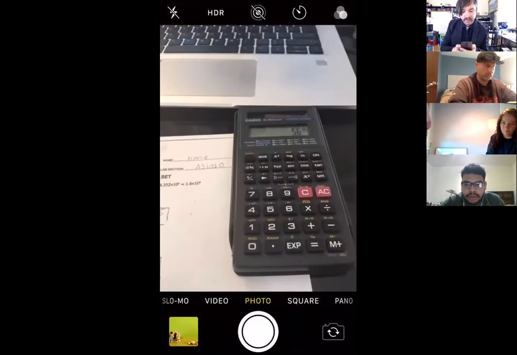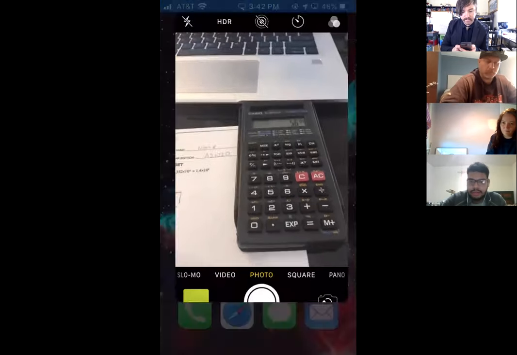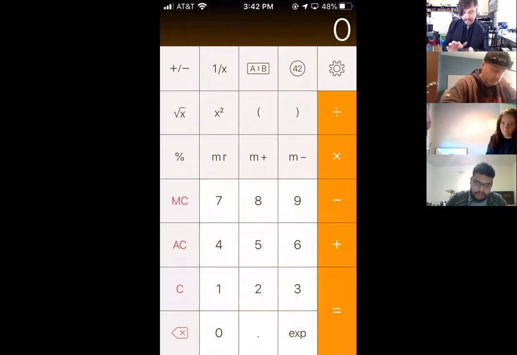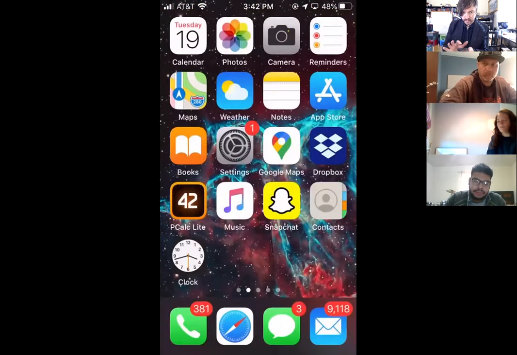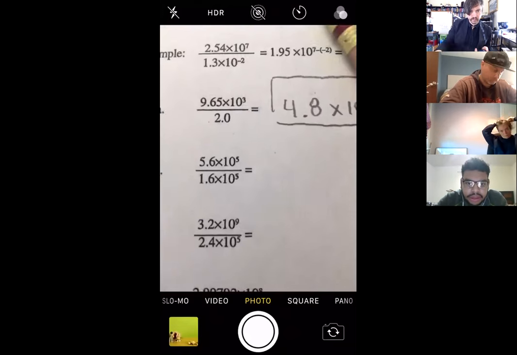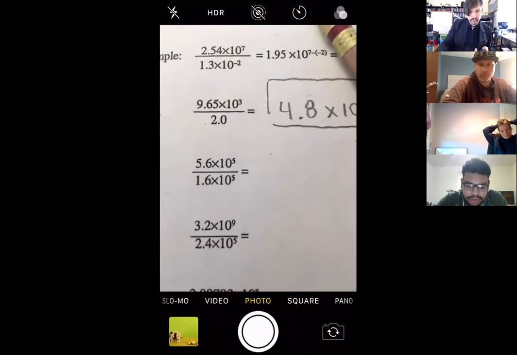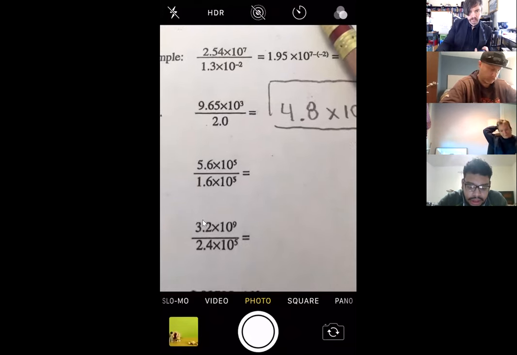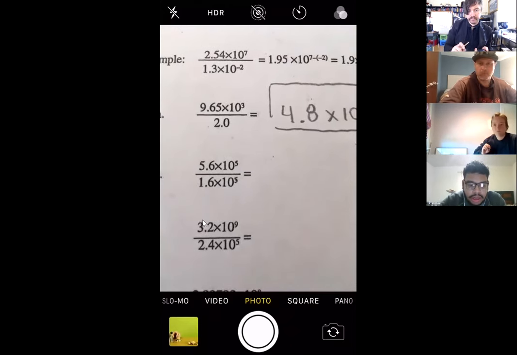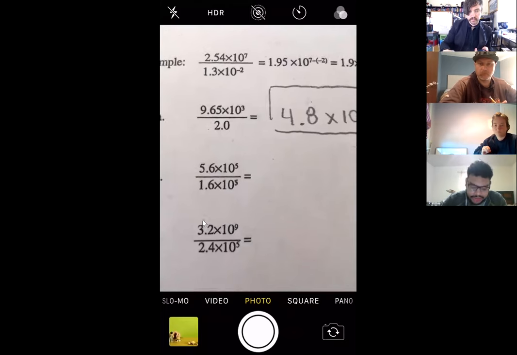Did you get it this time, dude? No, I'm just missing the second number to divide it by. Okay, hold on. Okay, so. What'd you get? Yep, I got the same 3.5.